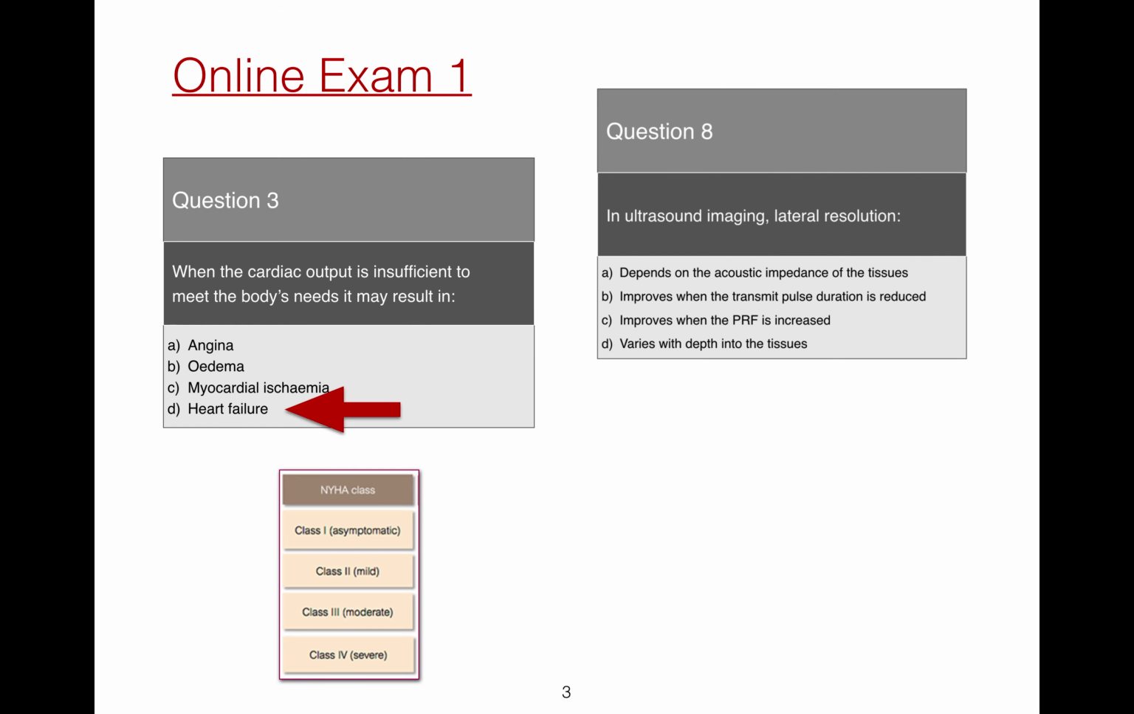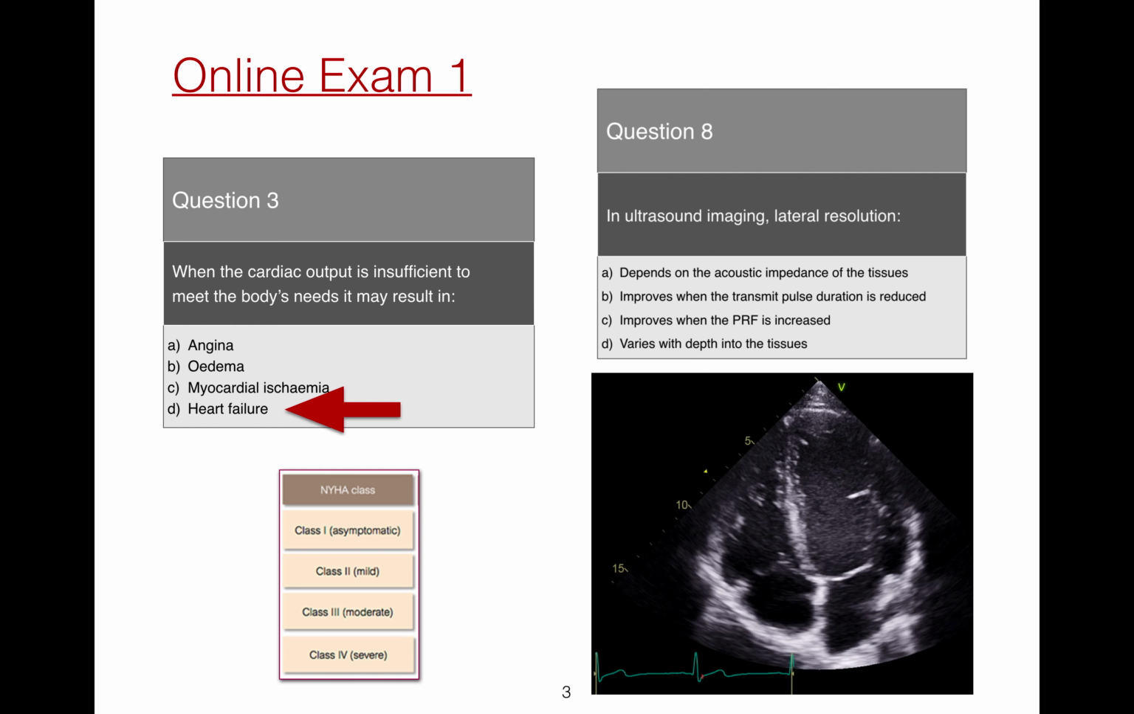Question 8. In ultrasound imaging, what best describes lateral resolution was the question. This apical 4-chamber 2D image helps to illustrate the answer. As you can see, there is more lateral smearing at the bottom of the image, indicating that lateral resolution varies with depth.